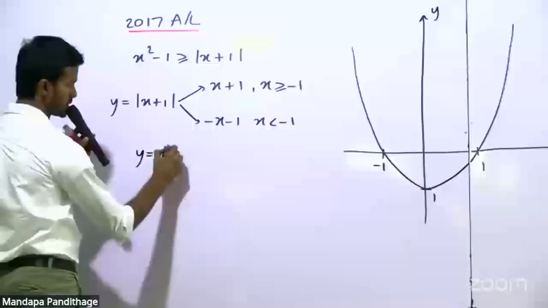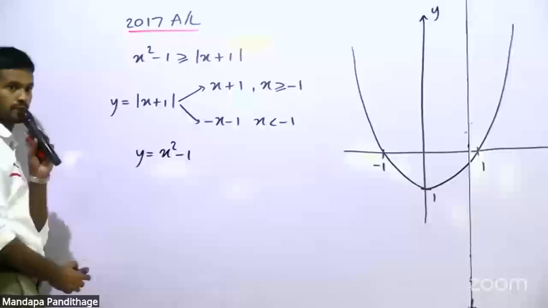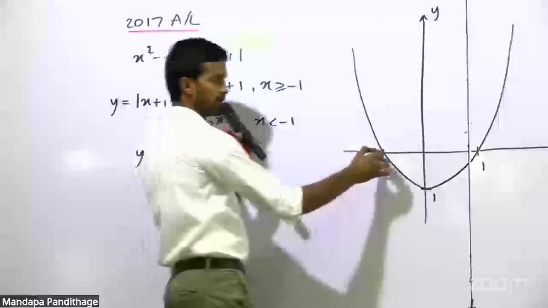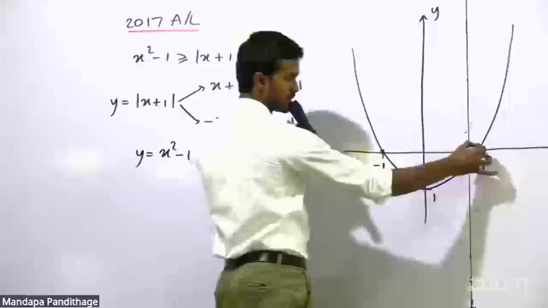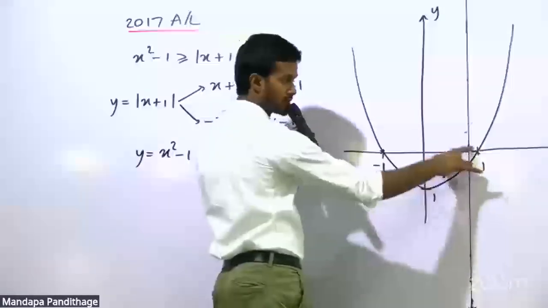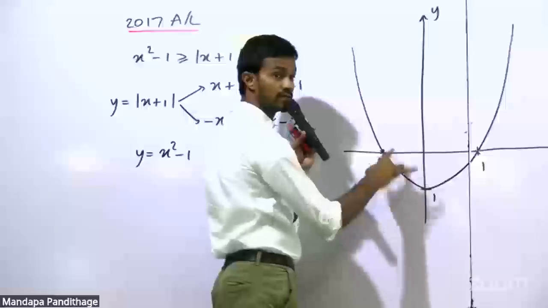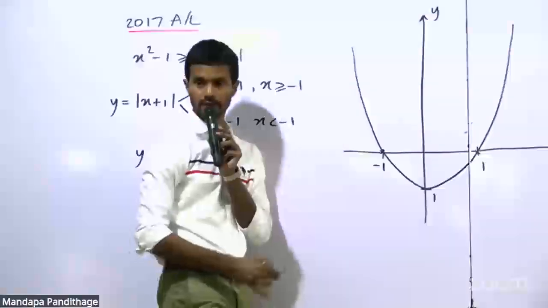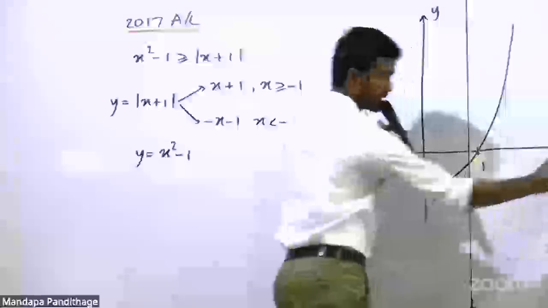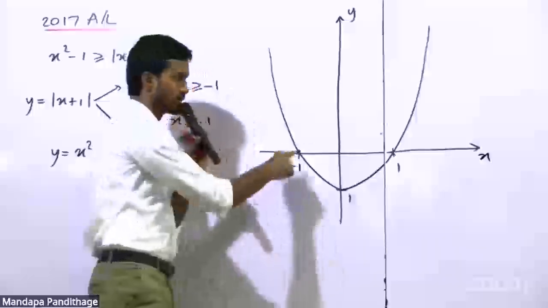So y is equal to x squared minus 1. Now tell me, at these 2 points, what can you say about the y value? It's 0. Clear? At the point that the graph is intersecting the x-axis, the y value is 0. So how can you take these 2 points?